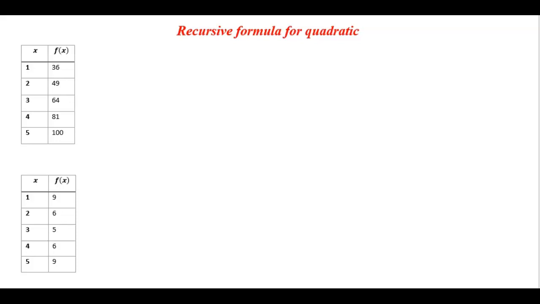So how do we do that? The first thing is to check for the first difference. What do I add to 36 to get 49? We know 36 plus 13 equals 49, so we add 13 here. And what do we add to 49 to get 64? 64 minus 49 is 15, so 49 plus 15 equals 64.